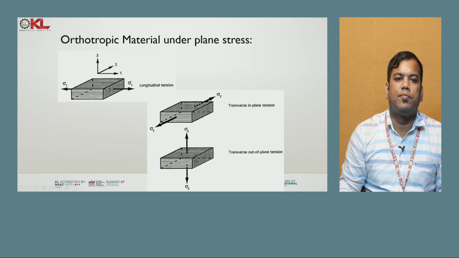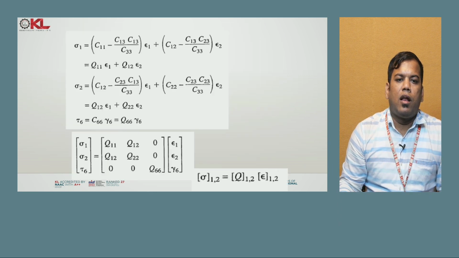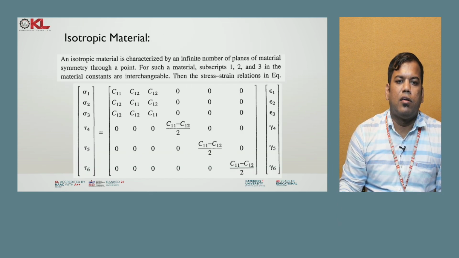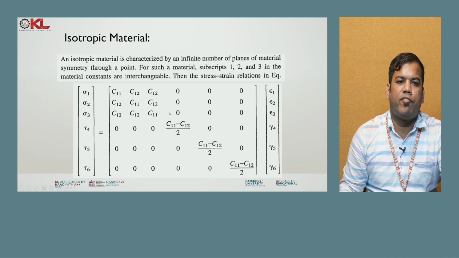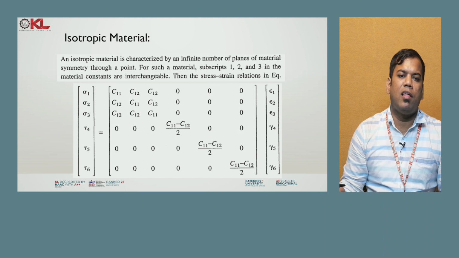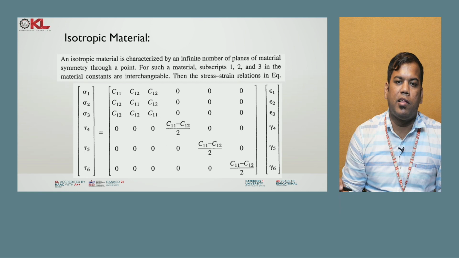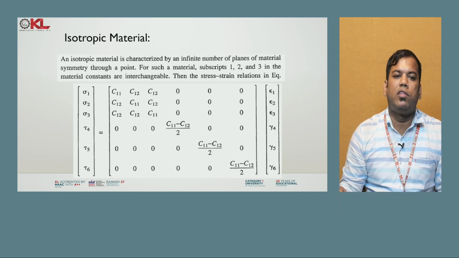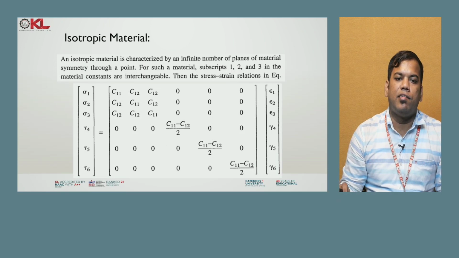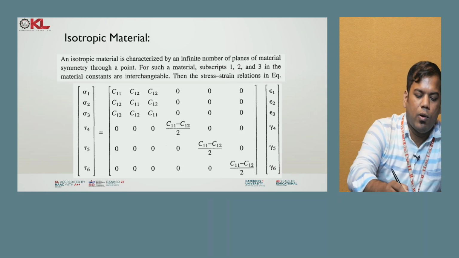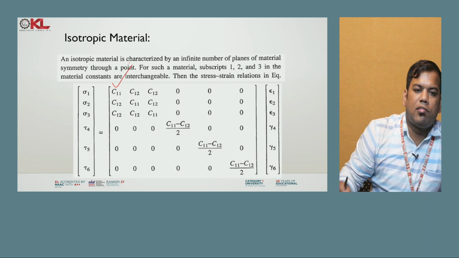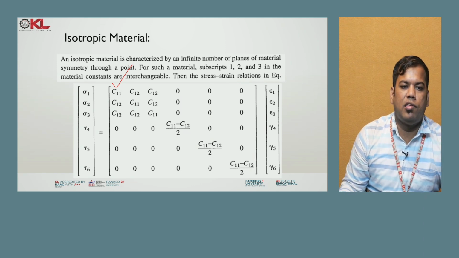Next we will see orthotropic material under plane stress. Now, what you will see is isotropic material. This is the condition of an isotropic material. An isotropic material is characterized by an infinite number of planes of material symmetry through a point. For such a material, the subscripts 1, 2, 3 in the material constants are interchangeable. So we can see there are only two elastic constants, C11 and C12.